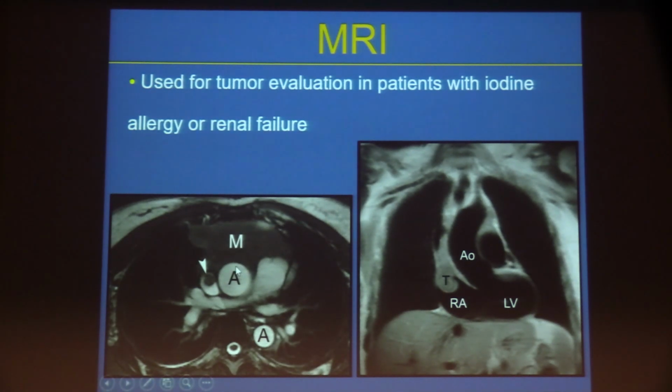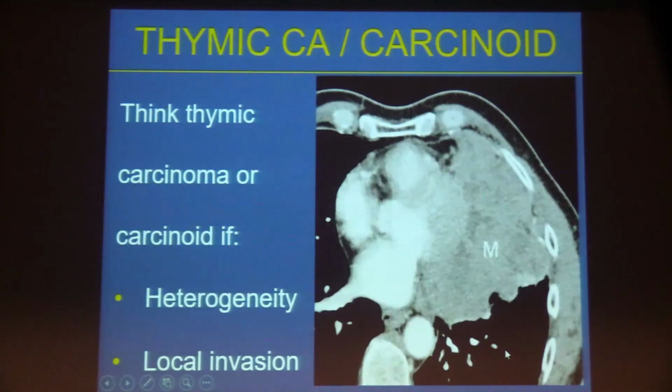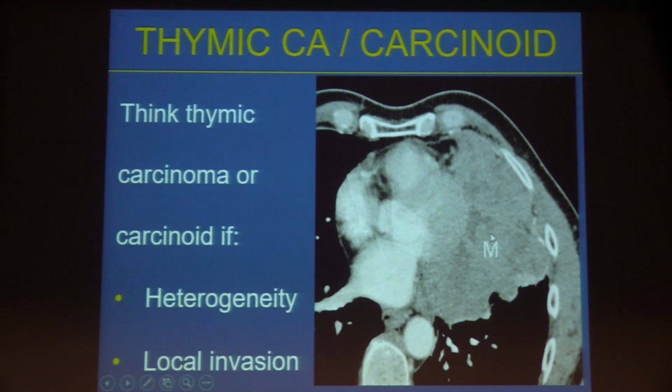Thymomas not only like to go to the pleura, which is easily seen with MRI, but they also like to invade locally. And they like to invade locally the veins. And you can see here the mass and very clearly seen the invasion into the SVC, or here on the coronal view into the SVC, both of these images without contrast. When you have a more aggressive appearance, as you have here, this is the thymic cancer. Again, same group, similar therapies, just worse prognosis.